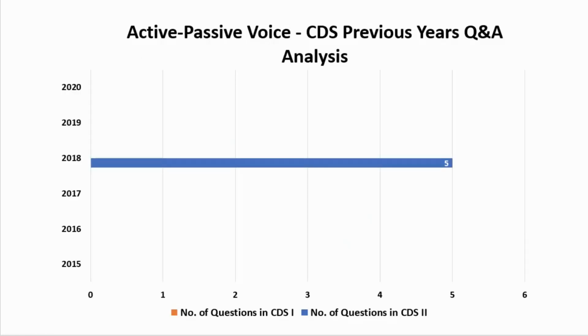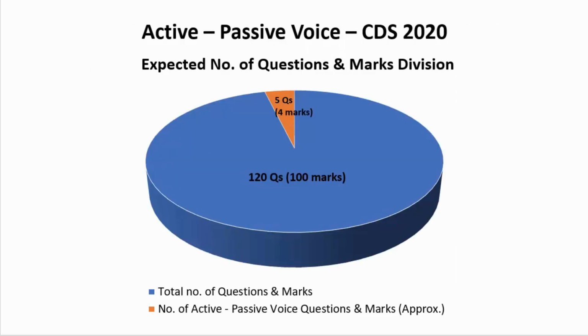Moving on to active passive voice. Now in 2018 only, in CDS 2 2018, only 5 questions came from this section. No questions came from active passive voice in 2020, 19, 17, 16 or 15. So yeah, you can expect questions from active passive voice, and if you do, not more than 5 questions you can expect easily from this section. That will carry only 4 marks, right?